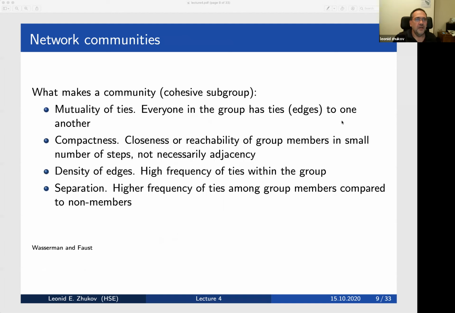So what makes a community? When we had a clique, the definition was very precise, mathematically precise. It's a group of nodes where every node is connected to every other node. Here, what we're trying to do is kind of relax that.